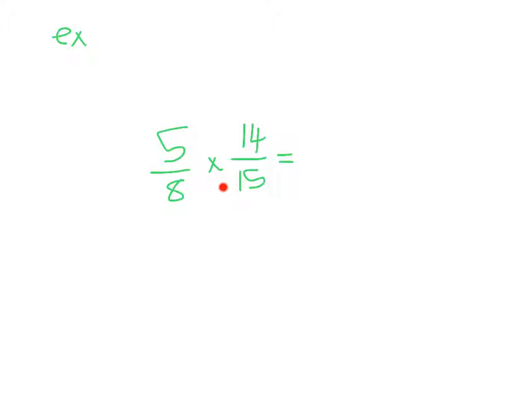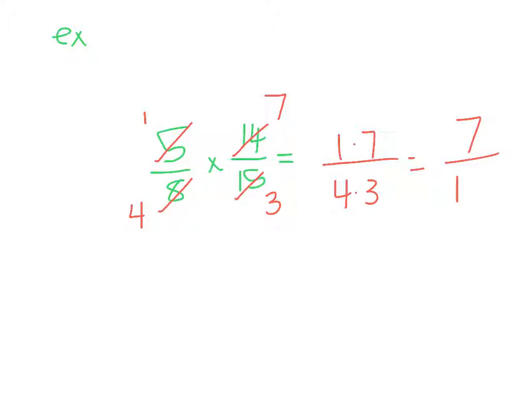Here I have 5 and 15, and they share a factor of 5. So I can cross-cancel. 5 divided by 5 is 1. 15 divided by 5 is 3. Let me just say that one more time. I took a 5 out of 5 and 15. 5 divided by 5 was 1. 15 divided by 5 was 3. Now I'm going to look this way. 8 and 14 also share a factor of 2. If I divide 14 by 2, it leaves me with 7. 8 divided by 2 leaves me with 4. Now I have 1 times 7 and 4 times 3 equals 7/12.